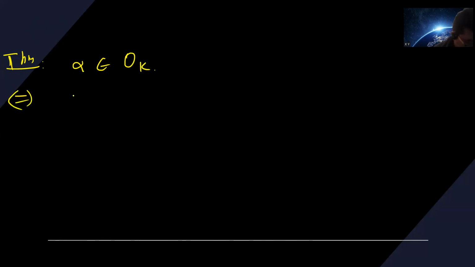Okay, so in order to do this, we need a lemma. We need the following lemma. It says the following: alpha belongs to O_K if and only if Z[alpha] is finitely generated.